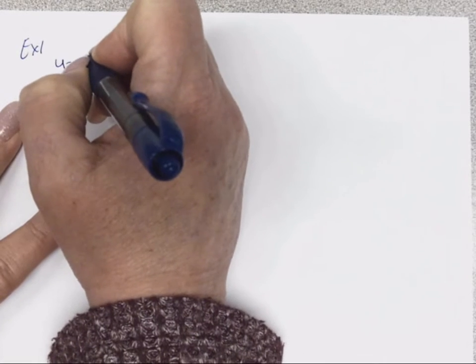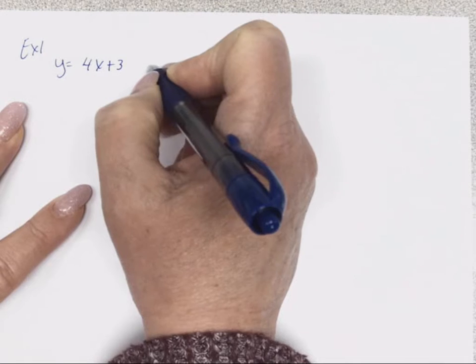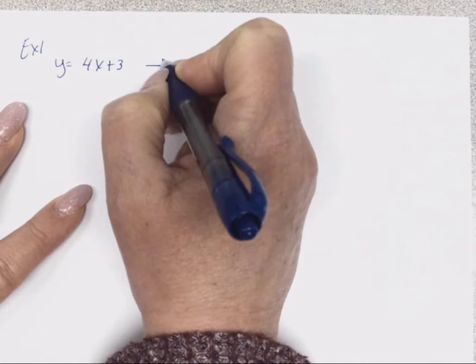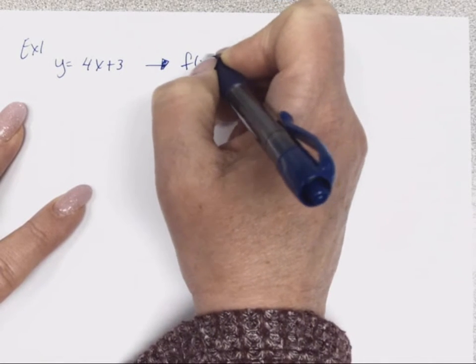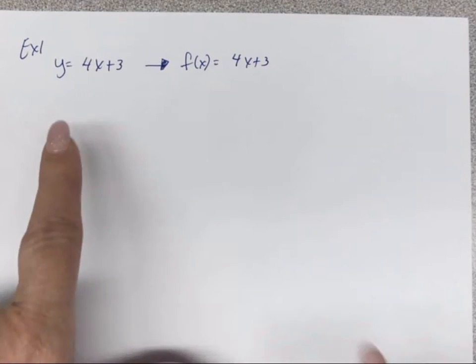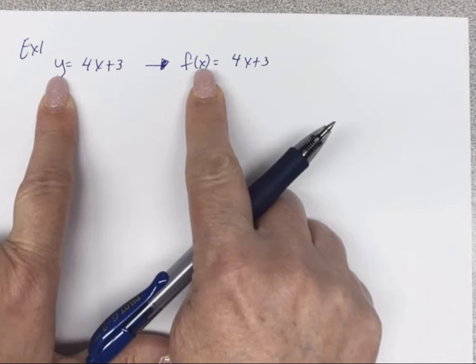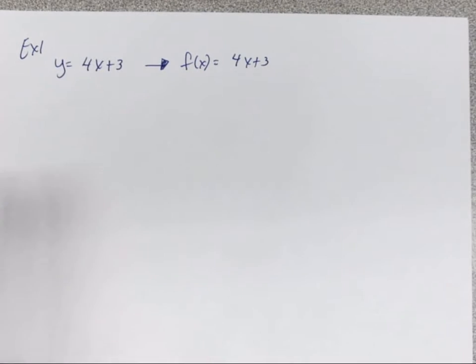So y is equal to 4x plus 3. This would be the same thing as f of x is equal to 4x plus 3. So y and f of x, same thing. I'm just rewriting it with the function notation versus just the y.